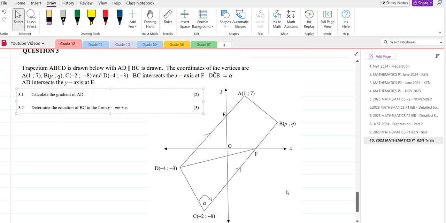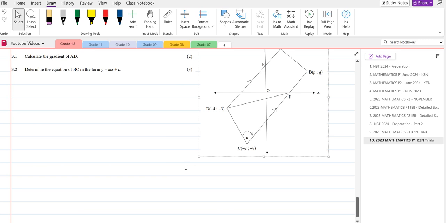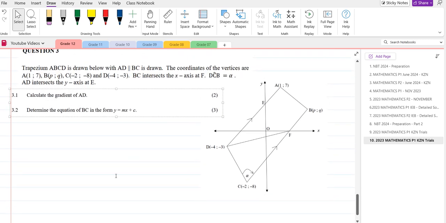Right, so question 3.1, we want to find the gradient of this line AD. Right, so how are we going to calculate the gradient of AD? We got 2 points, right? So y2 minus y1 over x2 minus x1. So the gradient is 7 minus minus 3, so 7 plus 3, divided by 1 minus minus 4, 1 plus 4, which is 10 over 5, 2. You can use a calculator for that. Now gradient is 2.